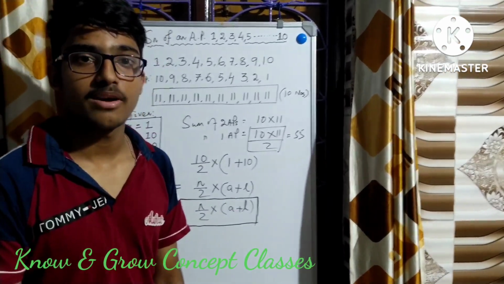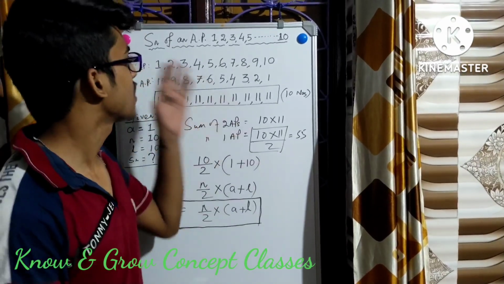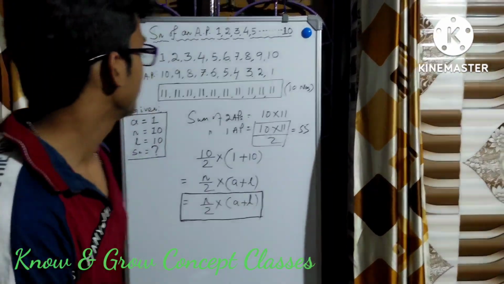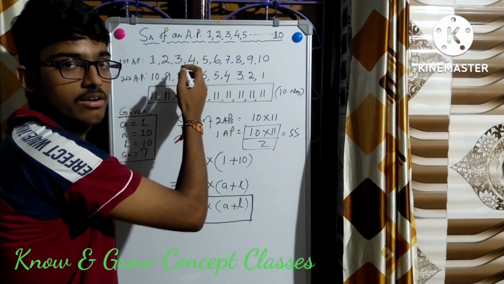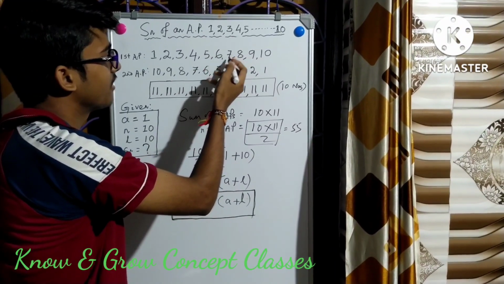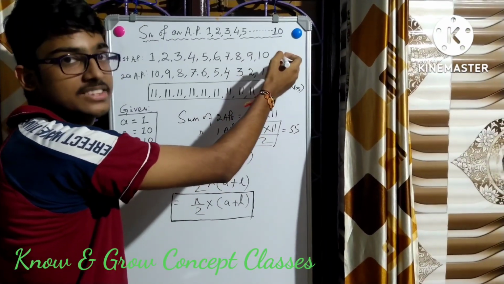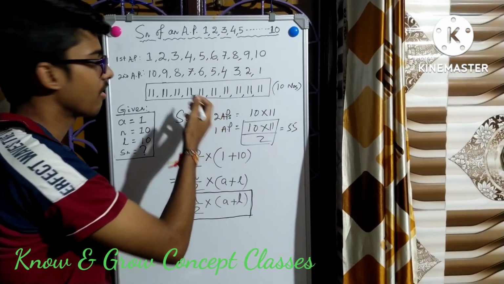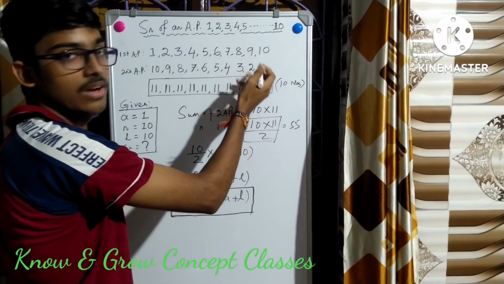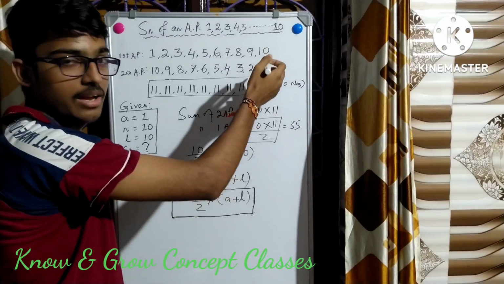Today we shall discuss a very conceptual thing, that is the sum of an AP, 1 to 10. So let's start. First of all, we shall write in ascending order: 1, 2, 3, 4, 5, 6, 7, 8, 9, 10. Let it be the first AP. Then in descending order: 10, 9, 8, 7, 6, 5, 4, 3, 2, 1. Let it be the second AP.